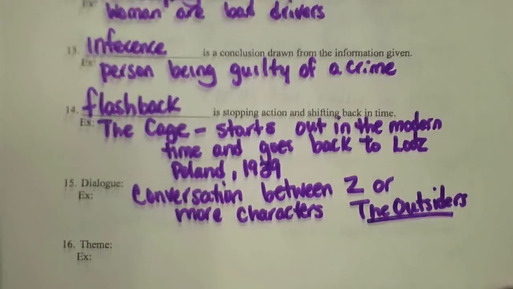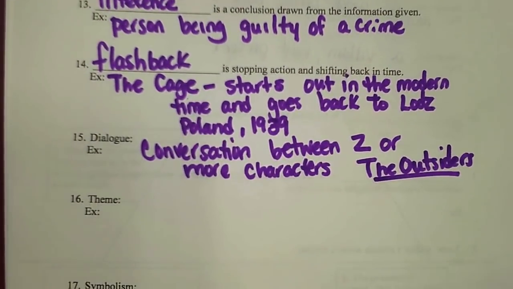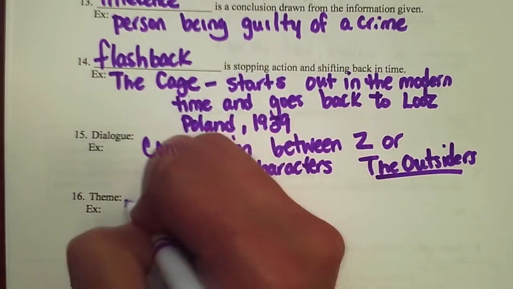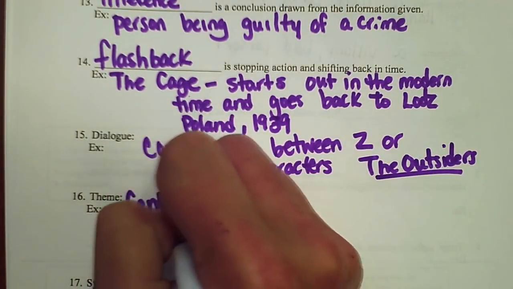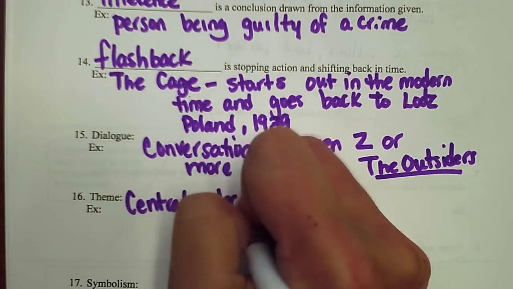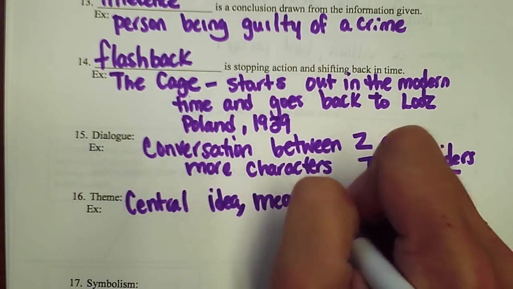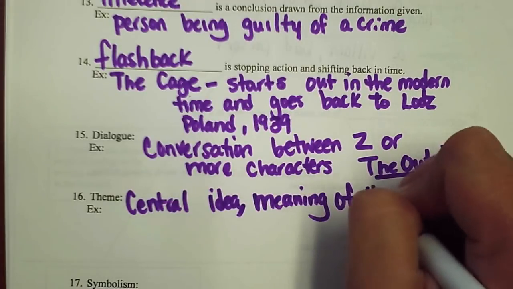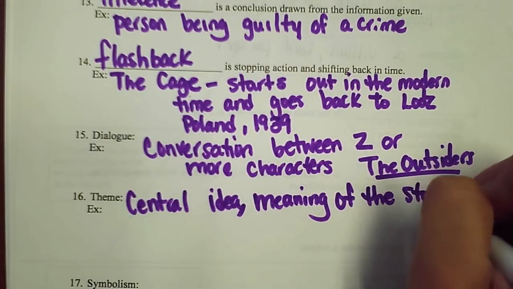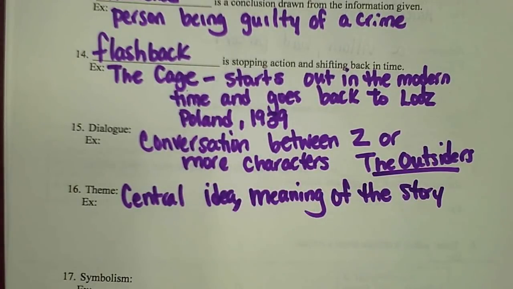Okay, next, the theme. Theme is the central idea. It's the meaning of the story. It could be a lesson that you learn. A lot of times I tell the kids it's a lesson you learn, especially from fictional stories. The author wants to try to teach you something from the characters' actions and their dialogue.